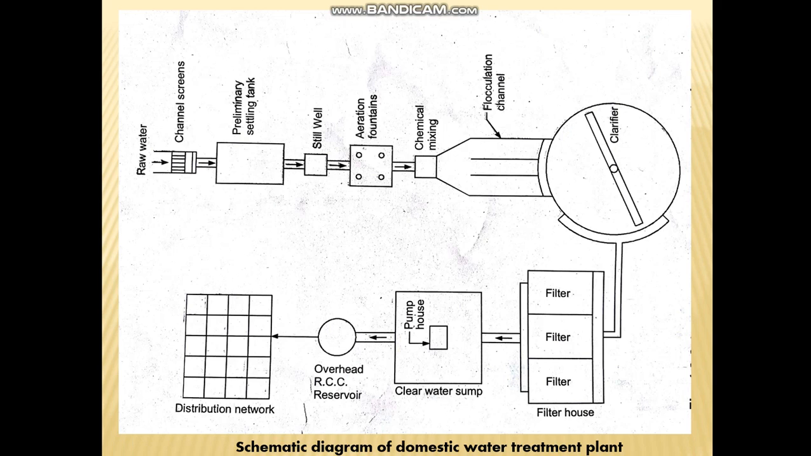Okay, so this is your whole domestic water treatment plant diagram, in which you can see the different units. And the process which is done in the different units is known as the process of water treatment. So first, that is your channel screen. There are different types of screens, two types: one is fine screen and second one is coarse screen. So in channel screen, the process that takes place is the screening process.